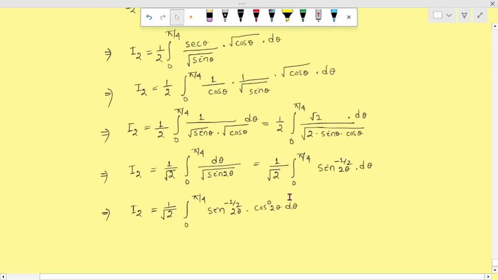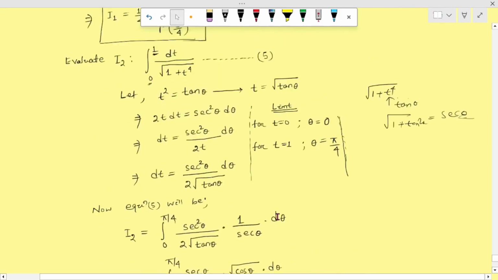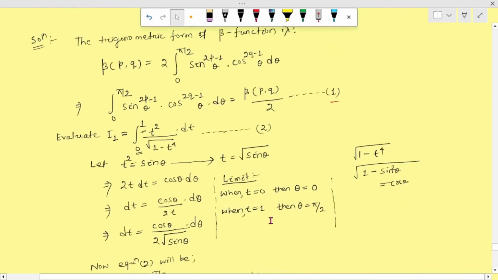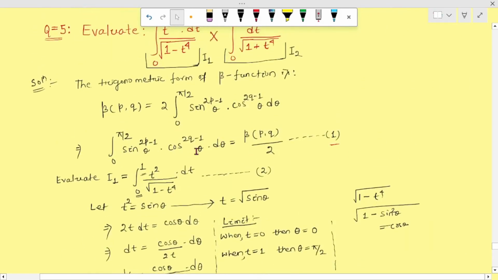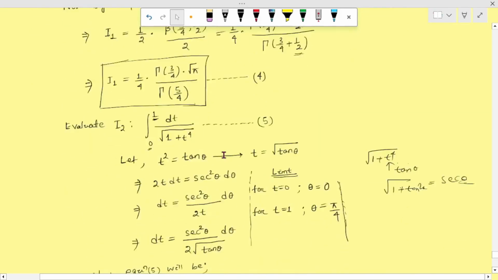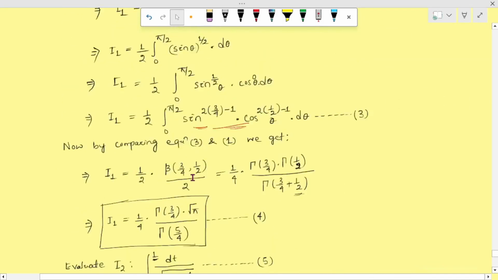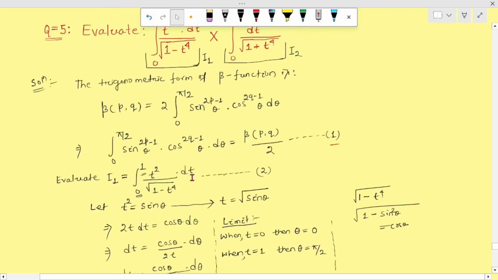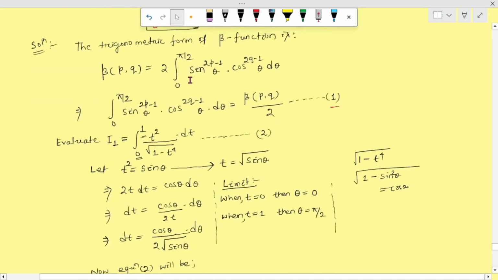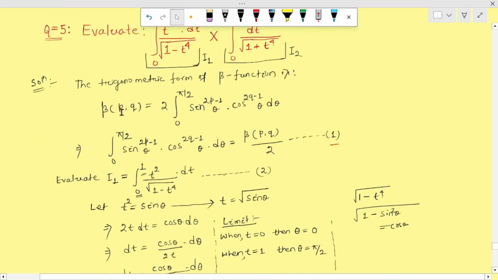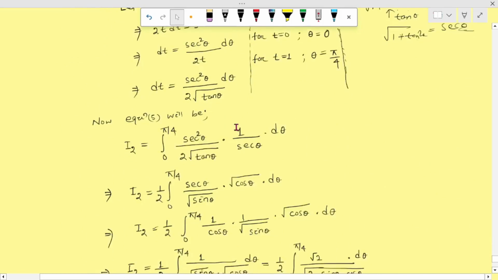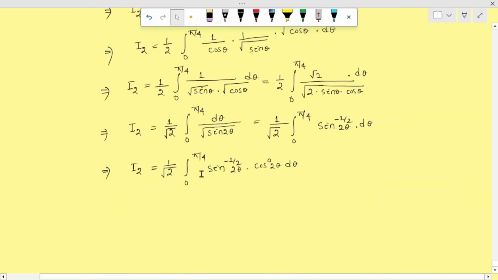Okay, now if I am going to compare this integral with our trigonometric form of beta function, it is in the form of sin theta cos theta, but the limit is 0 to pi by 4, and we need the limit 0 to pi by 2. If it is 0 to pi by 2, then I can apply this formula of the beta function, otherwise I could not. So I have to write this integral's limits as 0 to pi by 2.